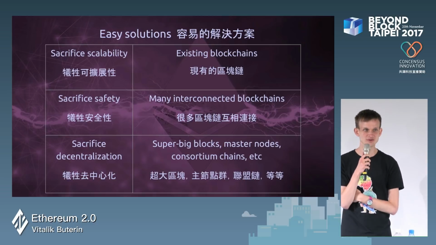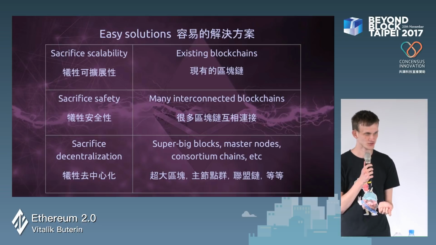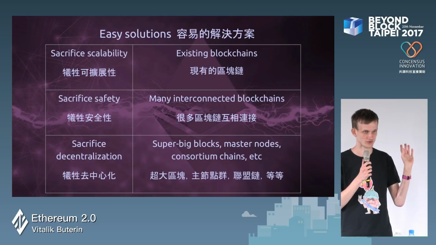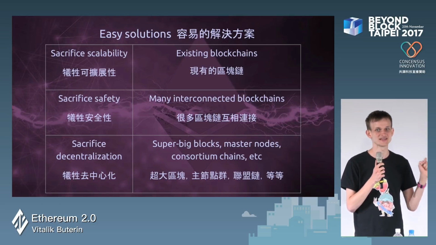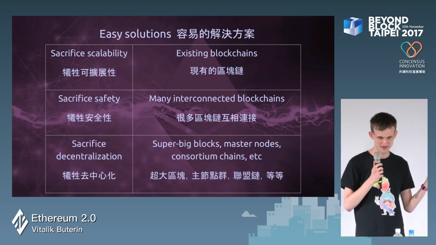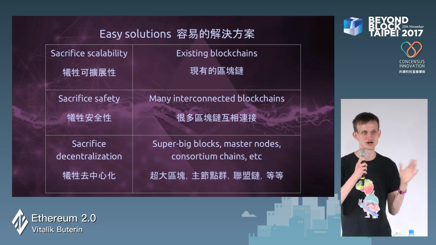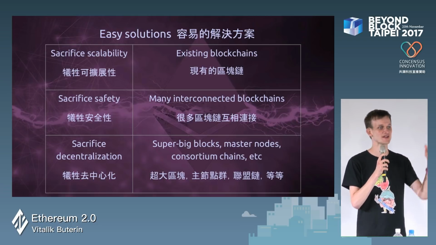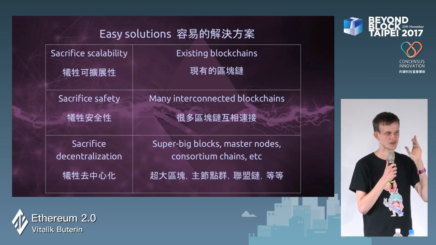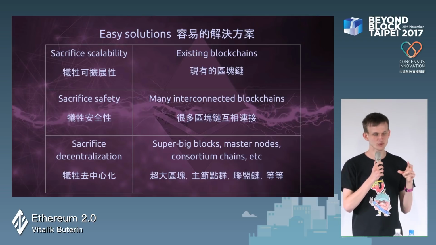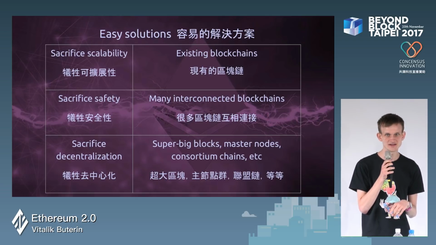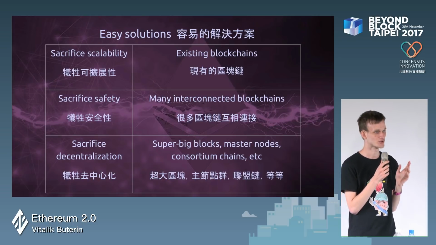The other thing you can do is you can sacrifice decentralization. So this includes super big blocks. And to be clear, I'm not talking about going from 1 megabyte to 4 or whatever. I'm talking about going from 1 megabyte to 10 gigabytes. So that sacrifices decentralization. Master nodes: some concept where you have a blockchain and you have one class of nodes, and then you have this other class of super nodes that actually have all the power, and where you need to have $100,000 in a data center to become one. Consortium chains are another great way to get scalability and safety at the cost of decentralization, and other similar things.